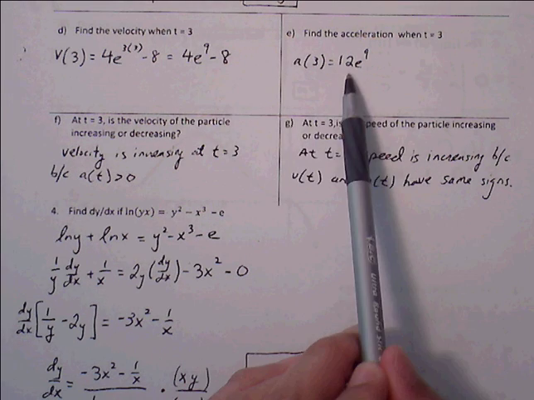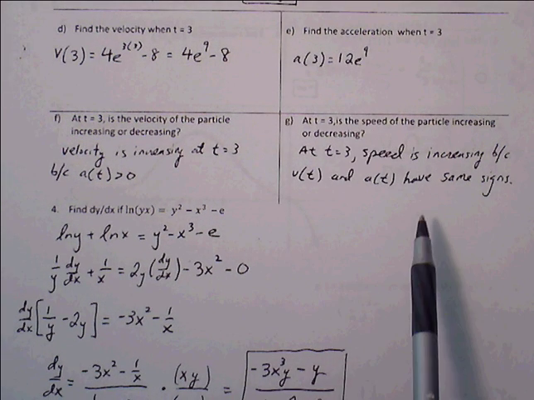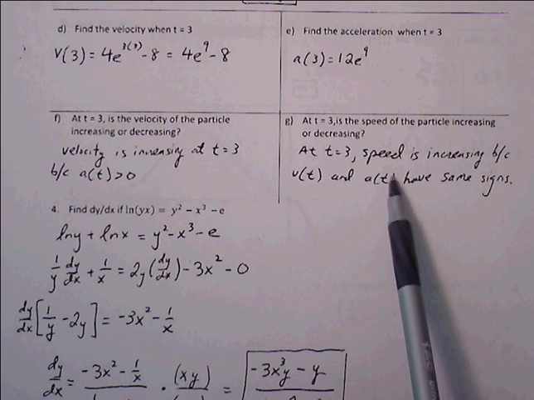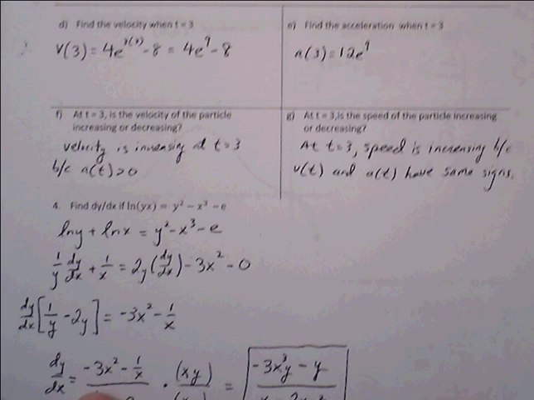If velocity and acceleration have opposite signs, then we know that the speed is therefore decreasing. But in this case, same signs mean increasing speed.